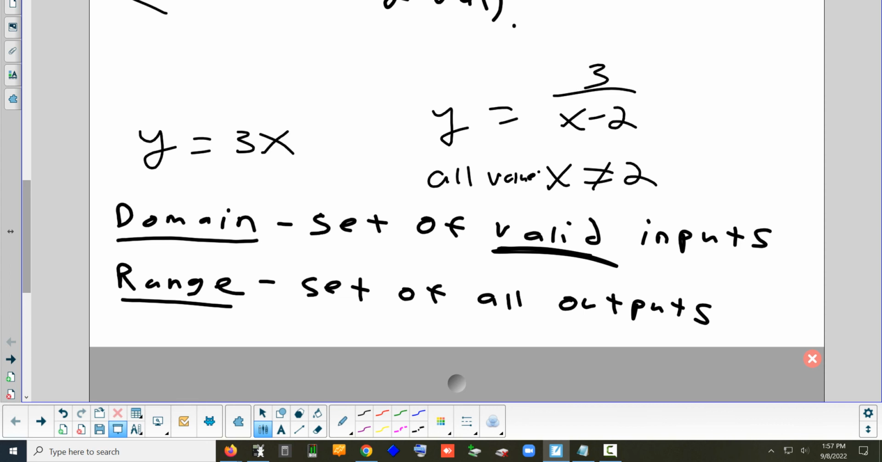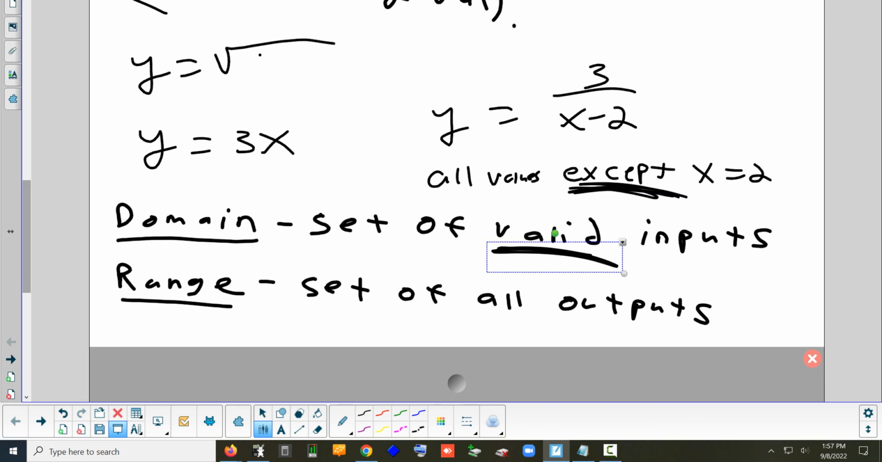All values except x equals 2. So you can write all values except x equals 2. Or you could just say x is not equal to 2. You could say it that way as well. So when you have a fraction, you have to be careful that you never divide by 0. If you could, then you have to say that value, like 2, is not part of the domain. That's not a valid number you could use.